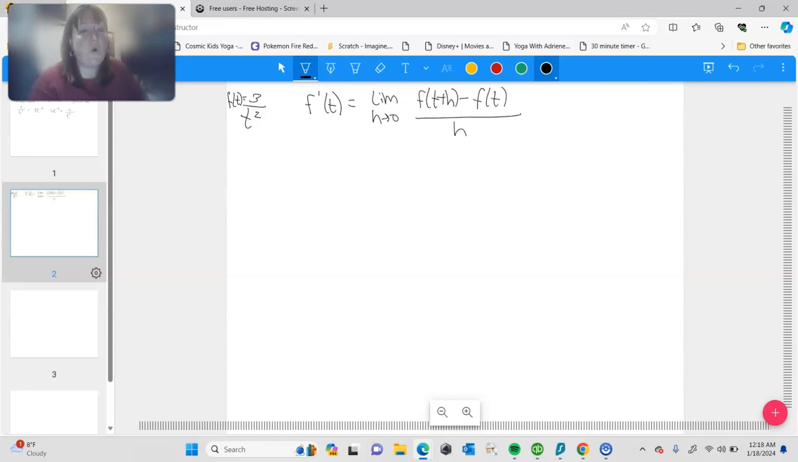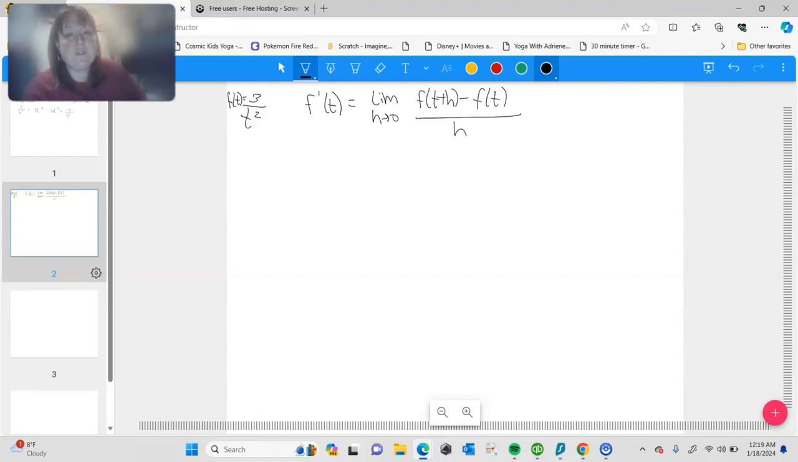There's a whole explanation about why this works, but if you can just think about it, this is the change in y over the change in x. So it's the slope of a line, and again, we're talking about as these 2 points, f of t and f of t plus h, right? So these 2 points that are apart from each other, as they get closer and closer together, what is the slope of the line at that exact point? So that's really where this comes from.